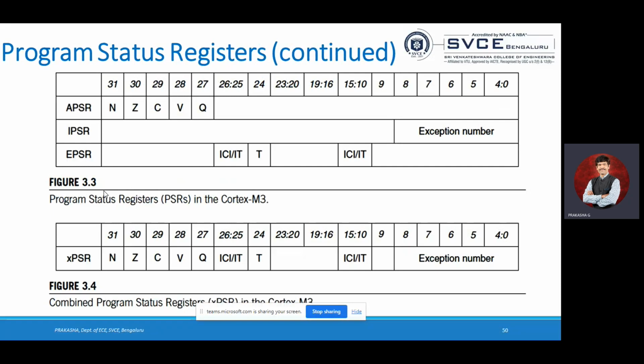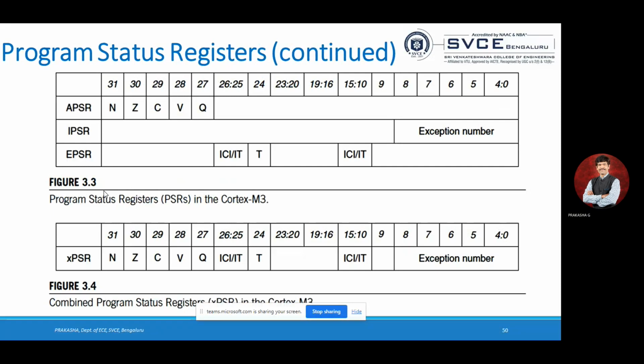Most of the time, the last one we prefer is XPSR. XPSR indicates all types of the special purpose register. It indicates application, interrupt, and also execution. All three put together, we are going to call XPSR.